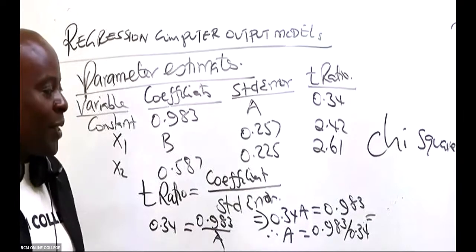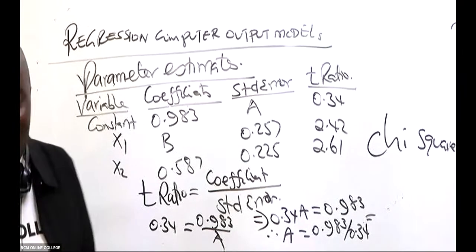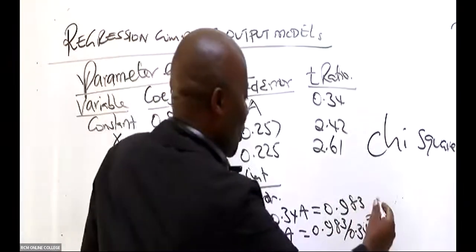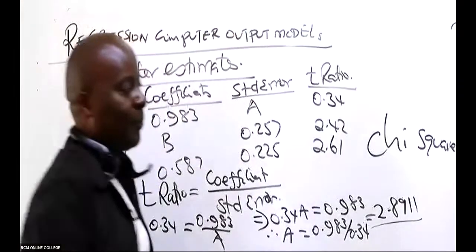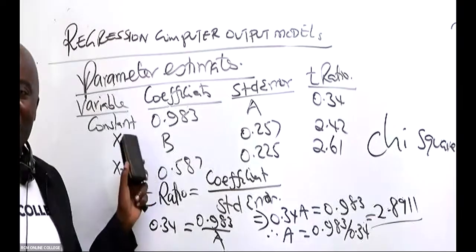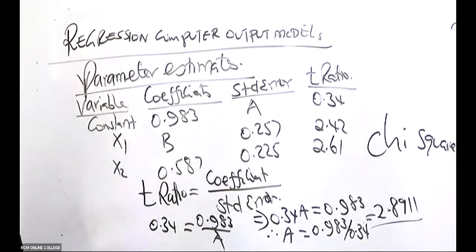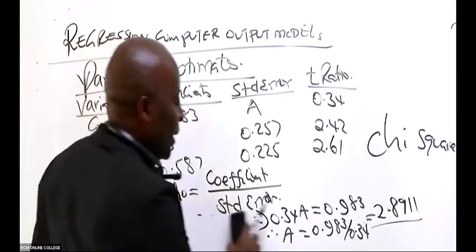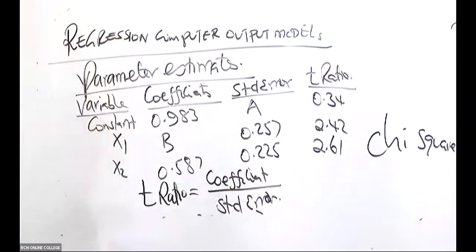So what is the value of A, ladies and gentlemen, here? 2.8911 from Rosa. Thank you so much. So then, using the same criteria, are you able to give me now the value of B? Are we able to get the value of B? Let's see.